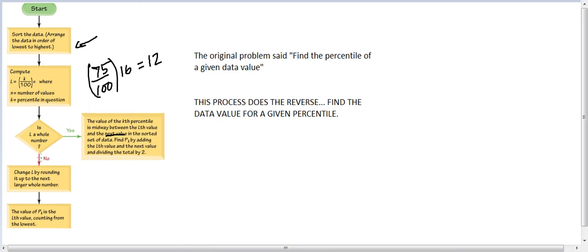If it works out to not be a whole number, you always go up to the next larger whole number. So if it had been 11.1, you round up to 12, and then you count up from the lowest to the 13th value. This step here tells us to go to the 13th value. Again, that's how you do it if it's asked the other way around, which may come up later and is a little bit more complex.